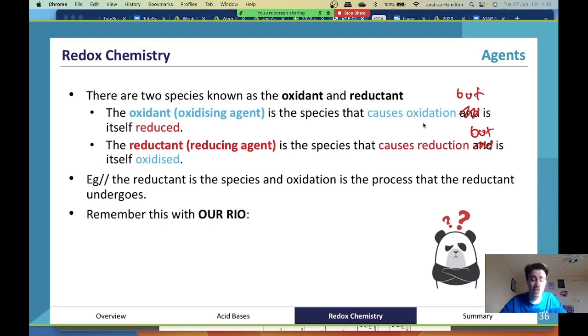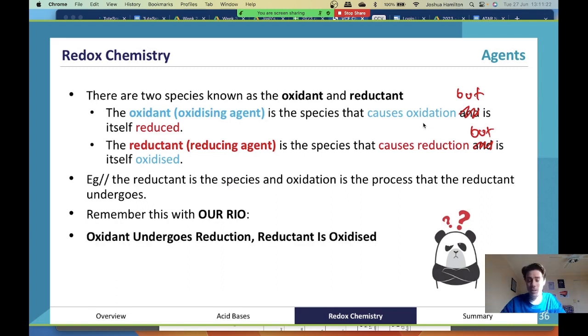I don't remember it like that, but here's a little one that I know one of the other tutors uses. I have been handing it out to my students for years. Some of them have found it really useful: oxidant undergoes reduction, reductant is oxidized. You're welcome to utilize that if you want. I just find that it's easier to just remember it and say, hey, the oxidant causes oxidation, but is itself reduced.